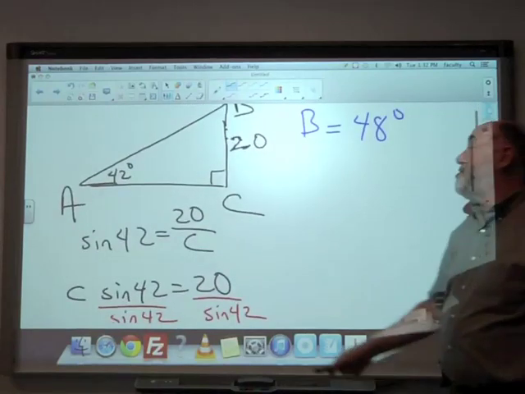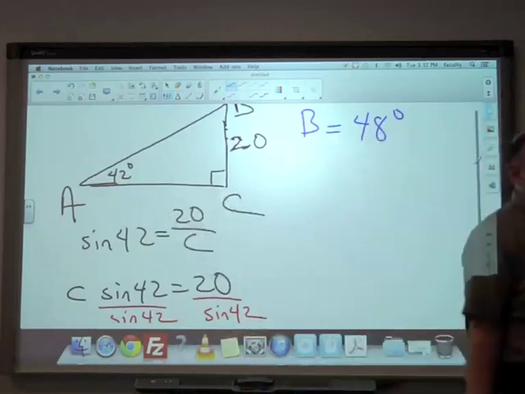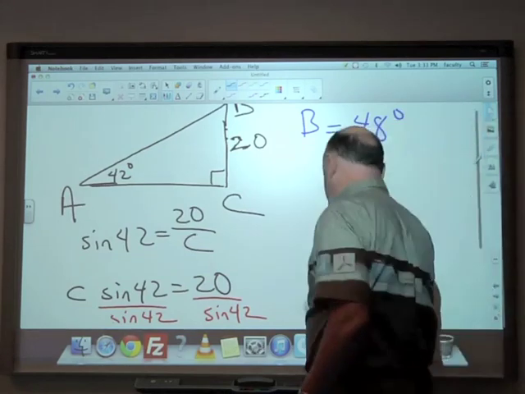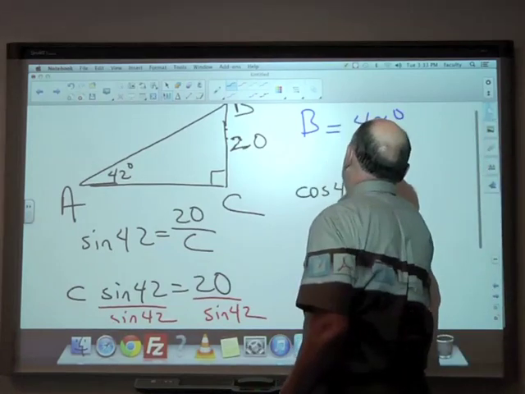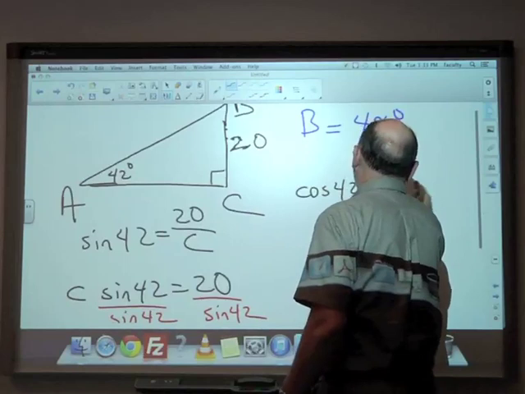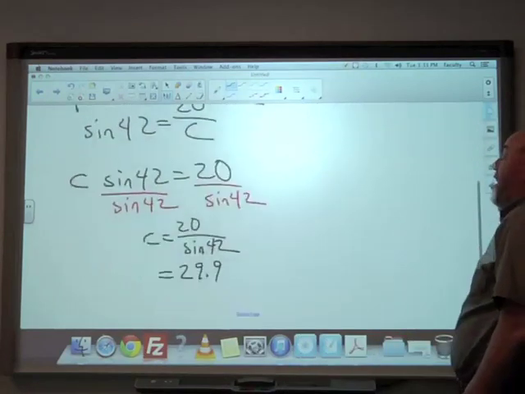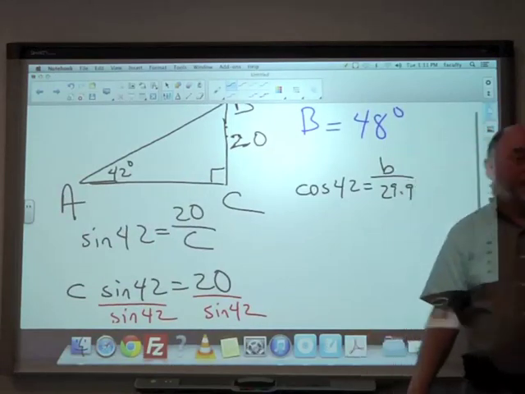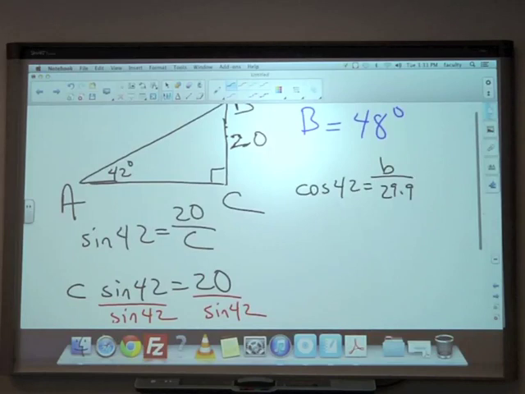So now we need to find side B, which we could do a couple ways, right? We could use Pythagorean. We know the hypotenuse, we know a way, we can find it that way. But if I did trig functions, we could say that the cosine of 42 is going to equal side B over our hypotenuse, which we just got, which was 29.9, right? Using our number we just found.